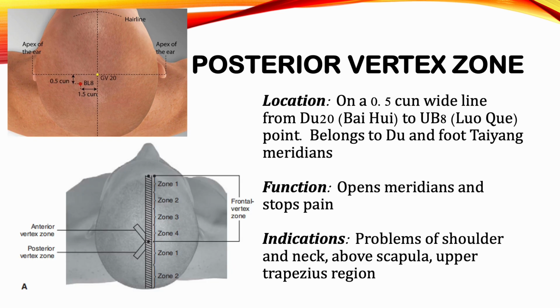Posterior vertex zone. This zone is located on a 0.5 cun wide line from Du 20 to Bladder 8. It belongs to the Du and foot Taiyang meridians. Opens the meridians and stops pain. Used to treat problems of the shoulder and neck, above the scapula, and the upper trapezius region.